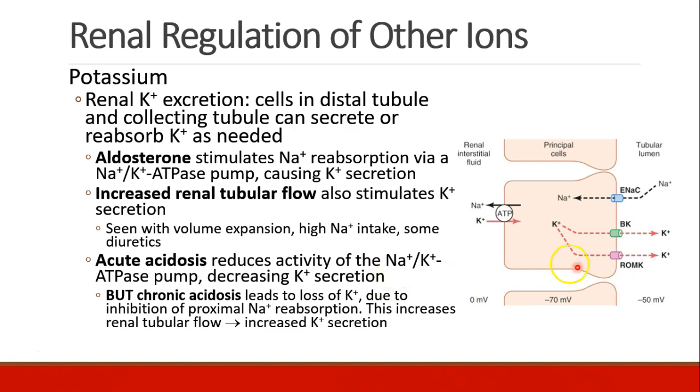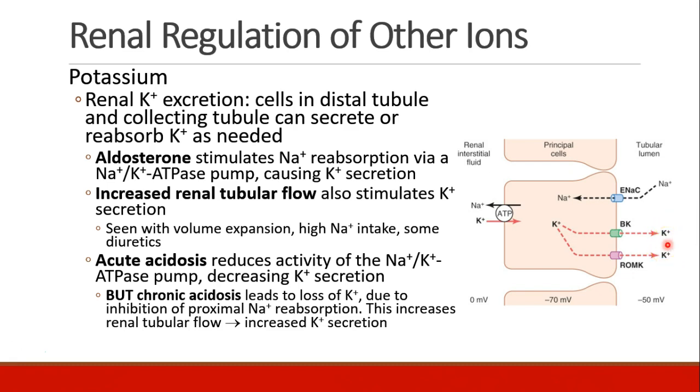So for example, aldosterone stimulates sodium reabsorption. As we learned, it makes you save sodium and pee potassium through this sodium-potassium ATPase pump. And then the potassium is secreted into the renal tubule and excreted. Other things that will lead to excretion of potassium include increased renal tubular blood flow. For example, in someone who's making a lot of urine or whose volume is expanded or has a high sodium intake, or even some diuretics cause that.